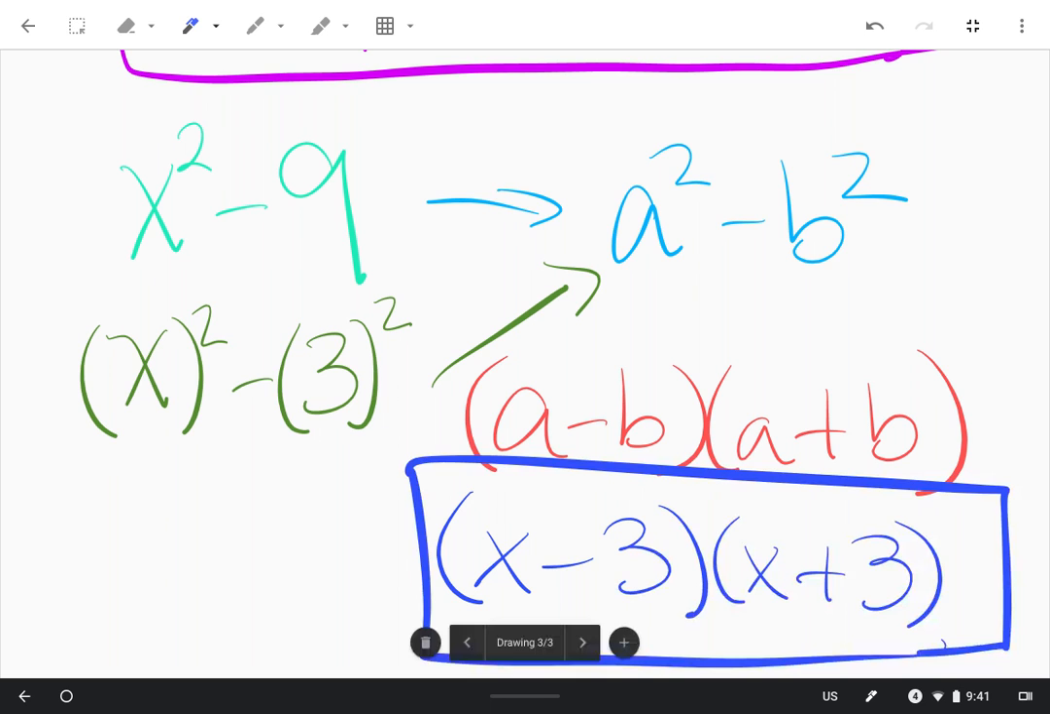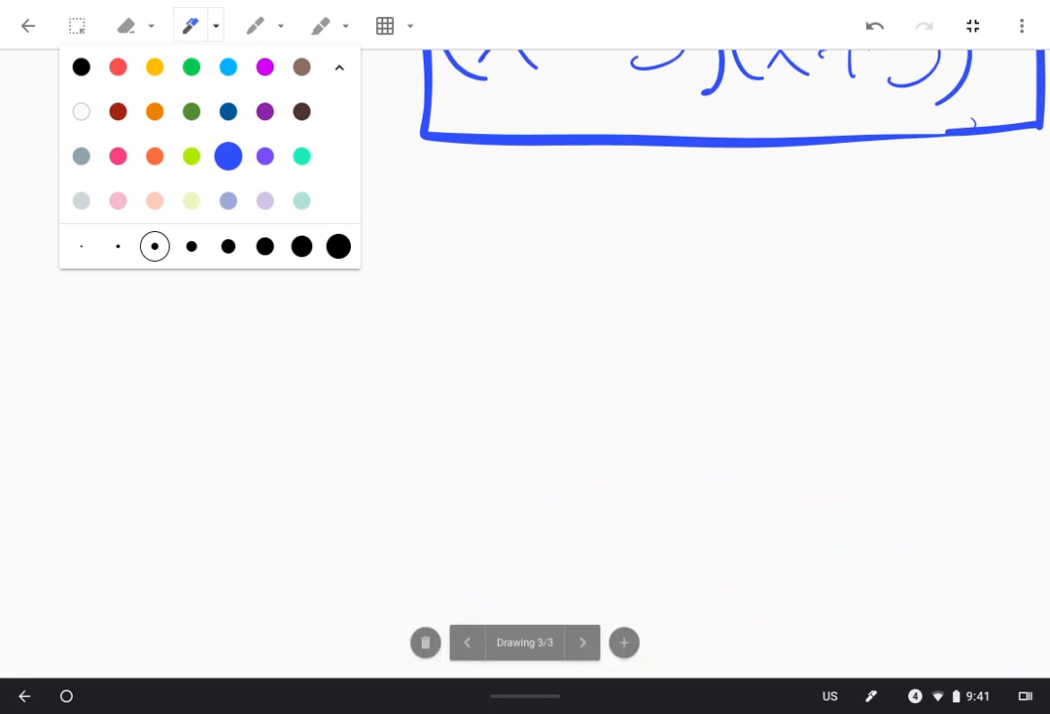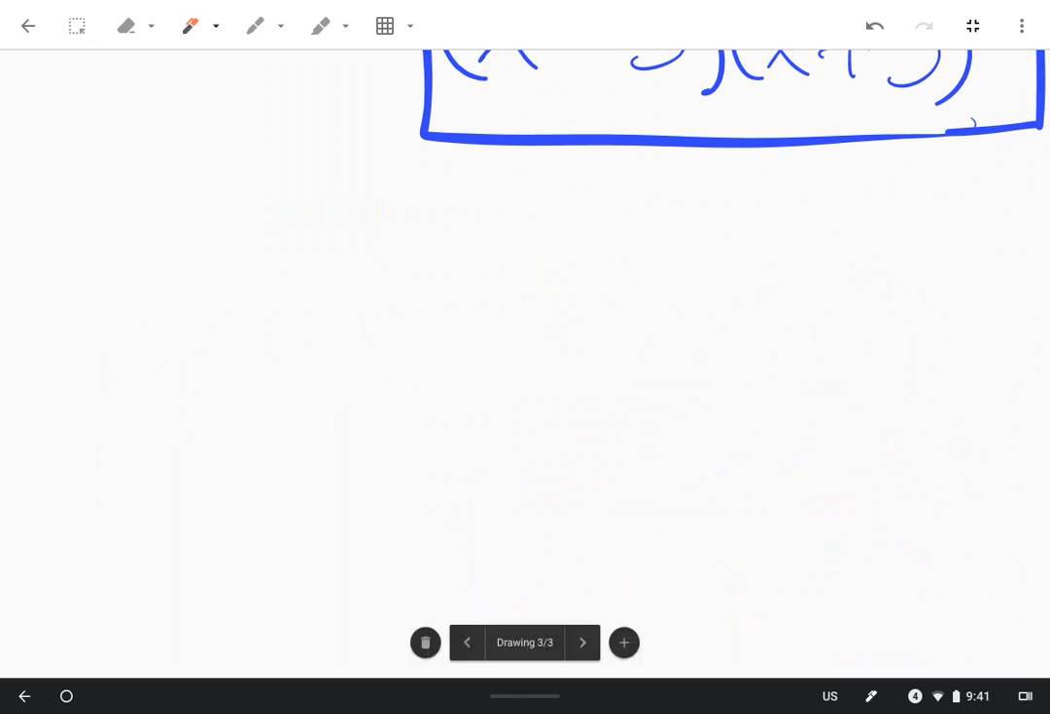Okay, so that's the difference of squares. Let's keep going. Let's say I have the following.